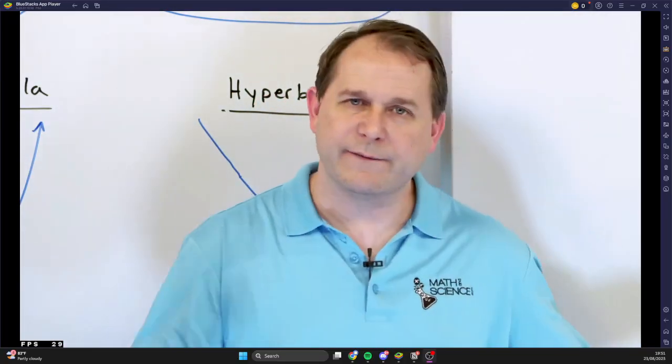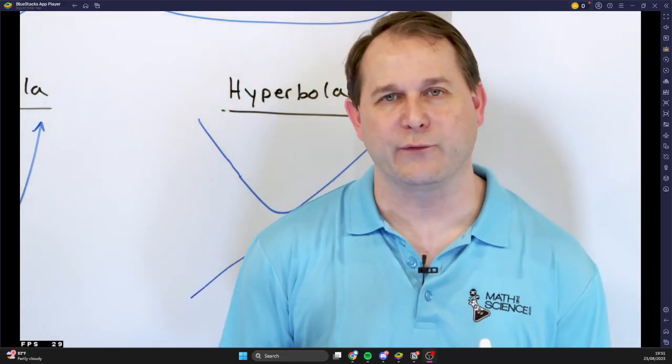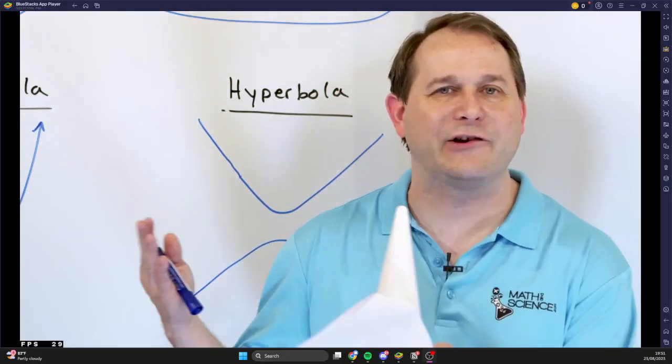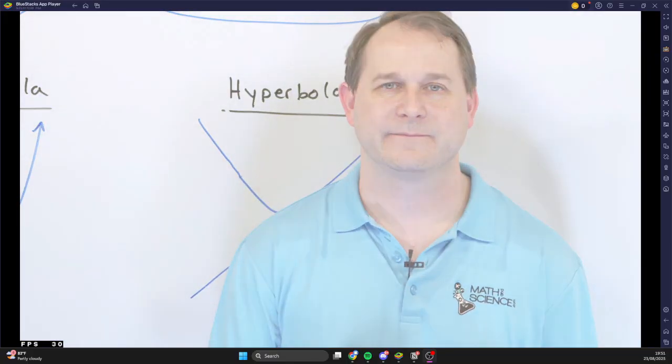So what I want to do is get rid of all the props, and I'm going to sketch all of those for you on the board so that you can see that something as important as the orbit of the planets actually comes from conic sections.